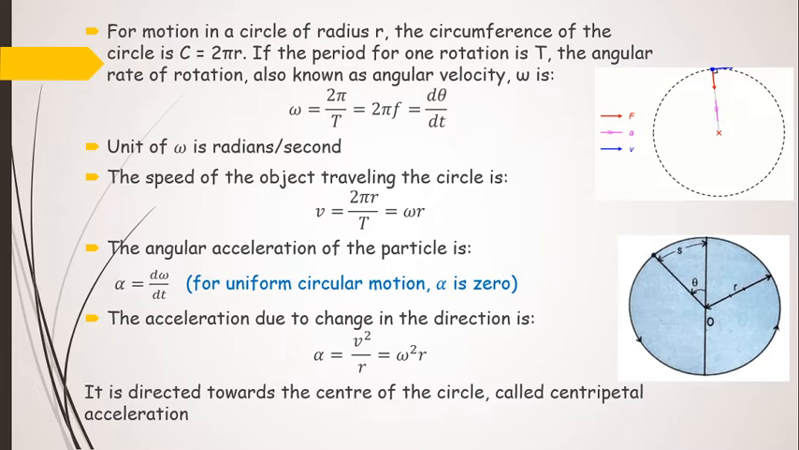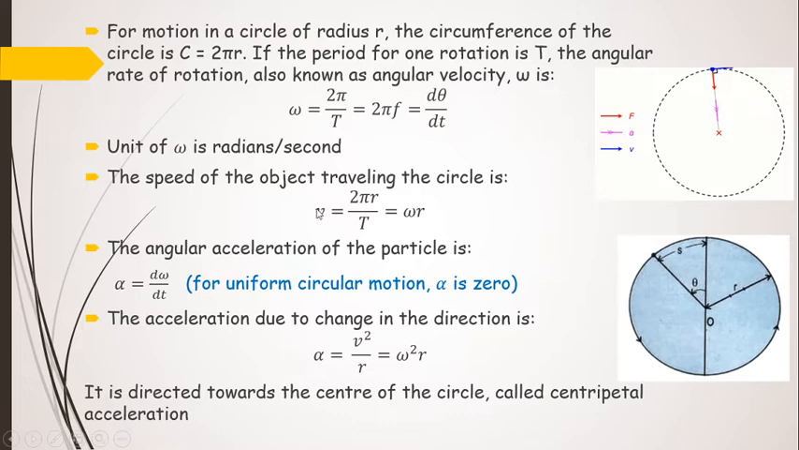1 radian is the angle subtended by an arc of length equal to the radius of the circle. So theta in radians becomes arc length upon radius. Arc length is s and radius is r. So theta will be equal to s upon r. So s will be equal to r into theta.